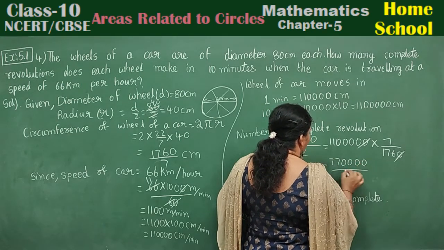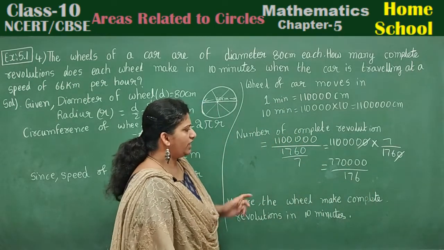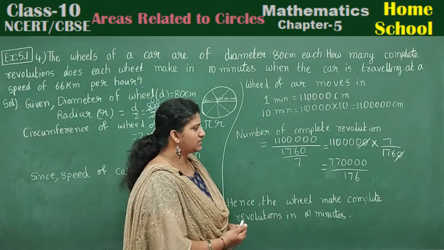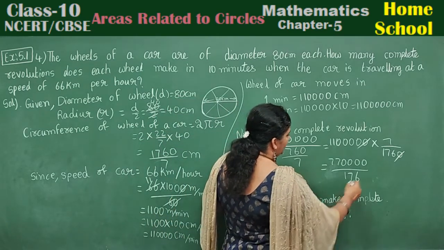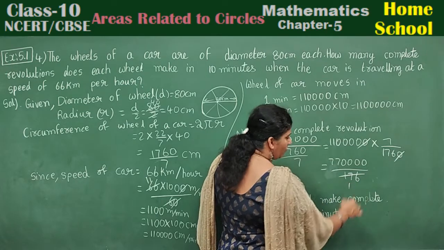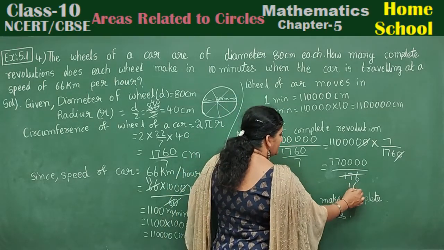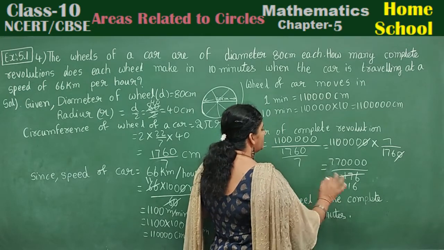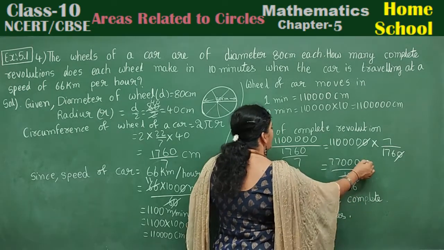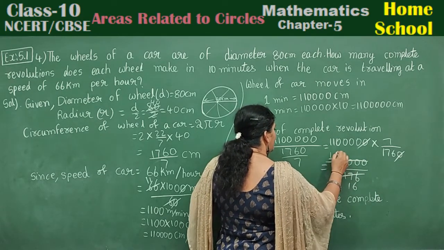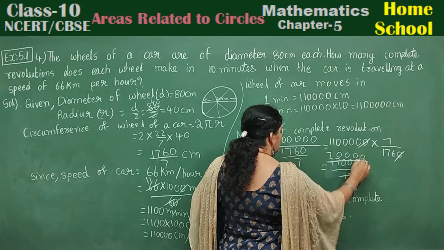77,000 by 176. Now we need to cancel this. Still we can simplify this one. With what table can you take? I'll take 11. 11 ones are 11. 6 left, 66. 11 sixes are 66. So that will be 11 16s are 176. Then what about the numerator? 11 7s are 77, then 0 0 0 0.